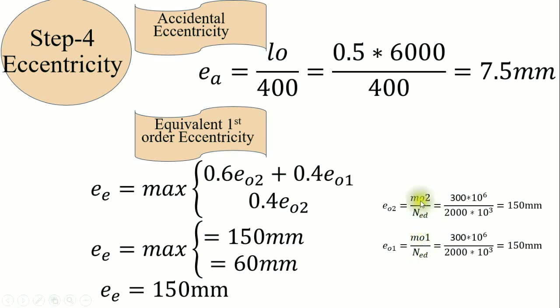How to differentiate the value of M01 and M02? In our case, we have a uniform moment of 300 kilonewton meter. So e02 is equal to M02 over NED, which is equal to 300 times 10 raised to 6 over 2000 times 10 raised to 3, which is equal to 150 mm. e01 is also 150 mm. So ee is equal to the maximum of those values, 150 mm.